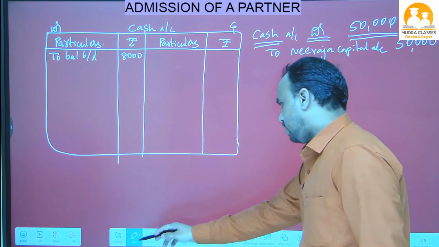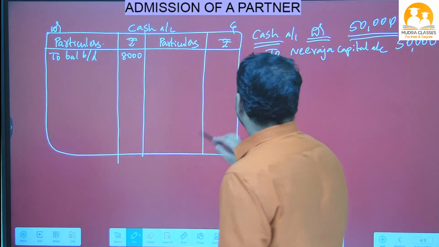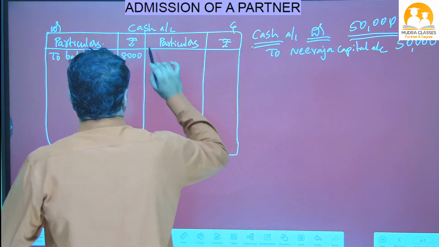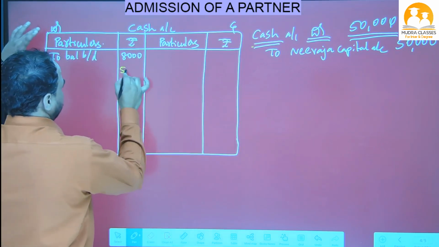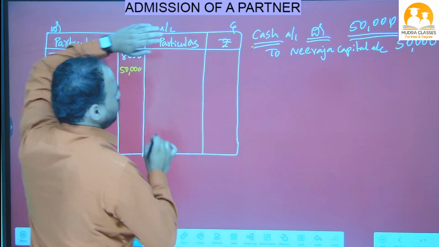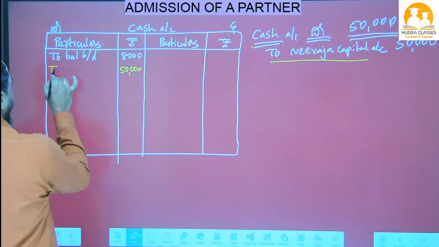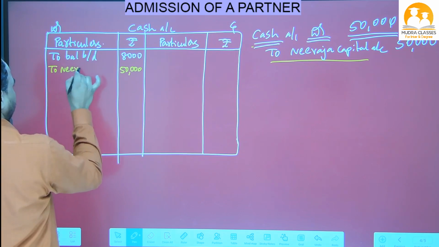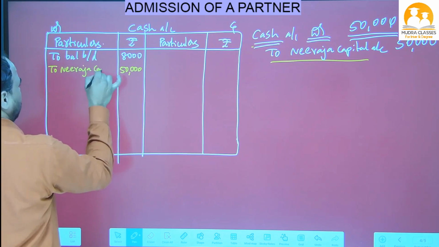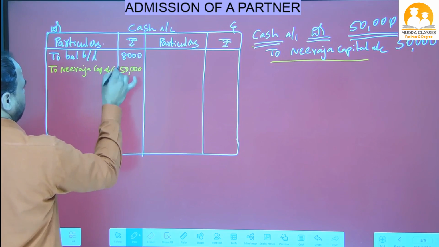I will change the marker here. So write in cash account, debit side, 50,000. Cash account debit side, I wrote 50,000. Close this cash. What is opposite? Neeraja capital. So write down here: to Neeraja capital account, adjustment number A.